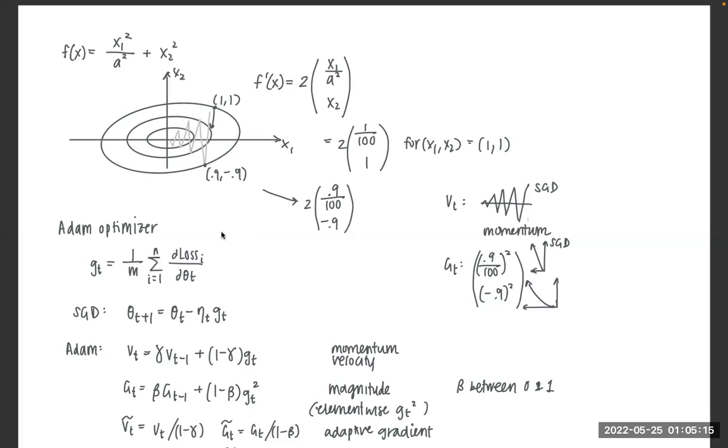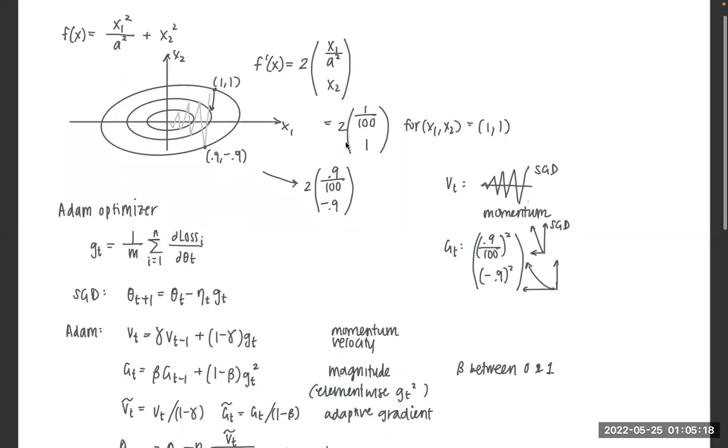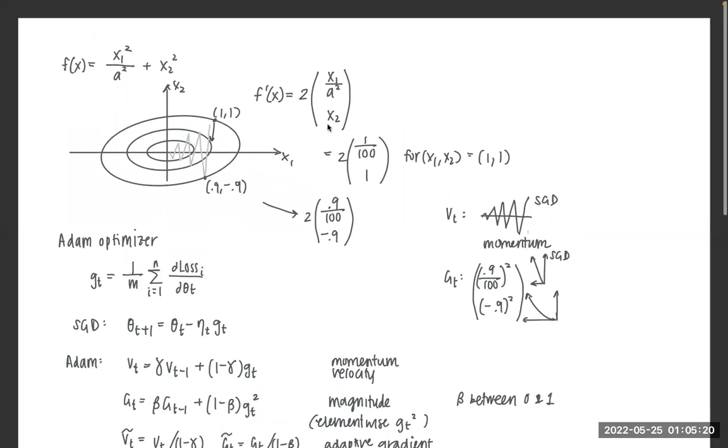And another issue we want to take care of is that if you look at the magnitude along this first direction, it is always very small, by 100-fold, right? So this is too small, and rather you want to update it.